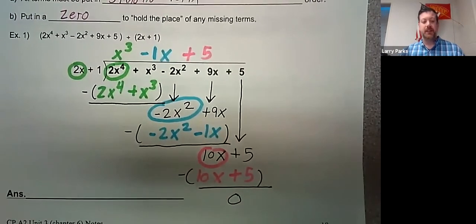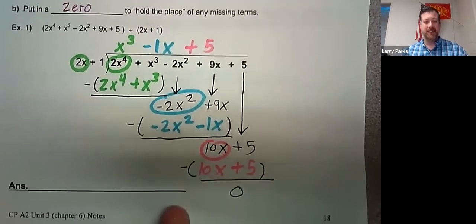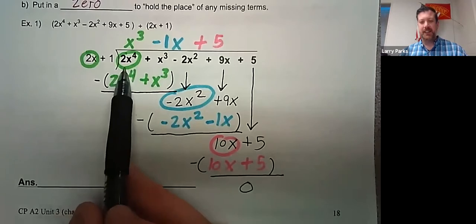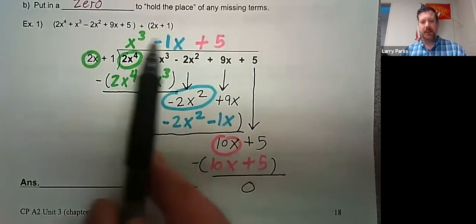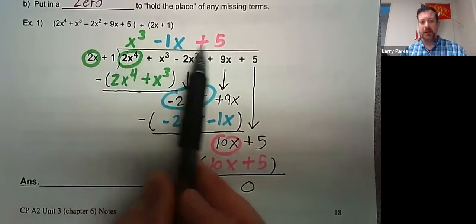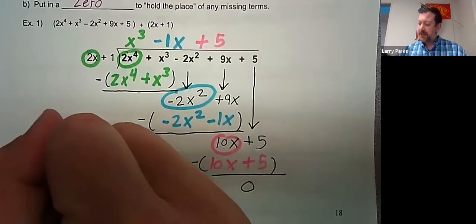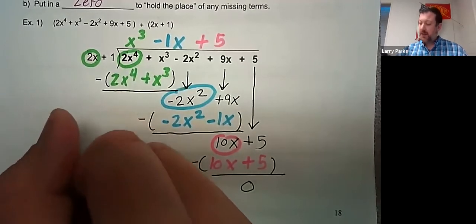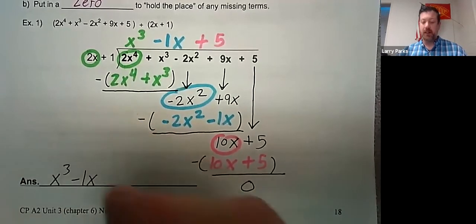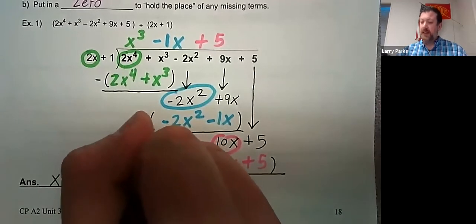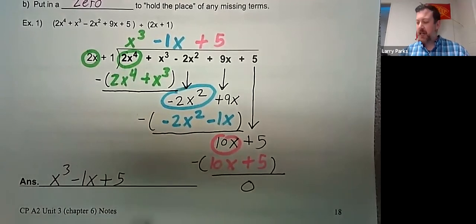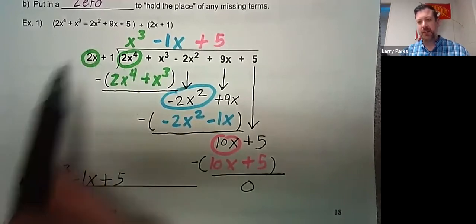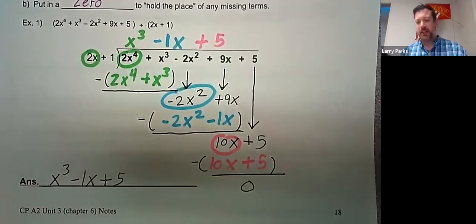Okay. So here's what I have. If you take this dividend divided by this divisor, we found the quotient. We get x cubed minus 1x plus 5. Now, if there was a remainder, you always put plus. You put the remainder over the divisor as a fraction. Okay, so that's really all there is to this.